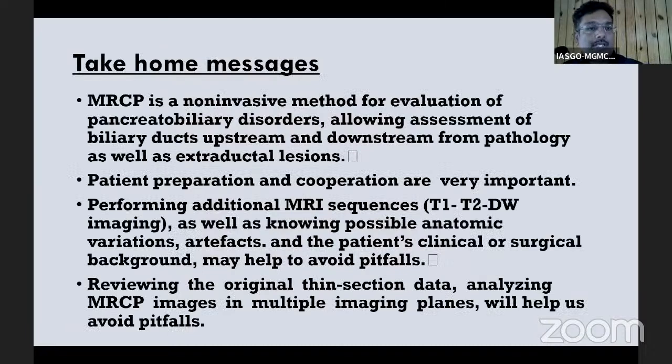These are the few take-home messages from my side. MRCP is a non-invasive method for evaluation of pancreatic biliary disorders, allowing assessment of the biliary duct upstream as well as downstream from the pathology, as well as extraductal lesions.